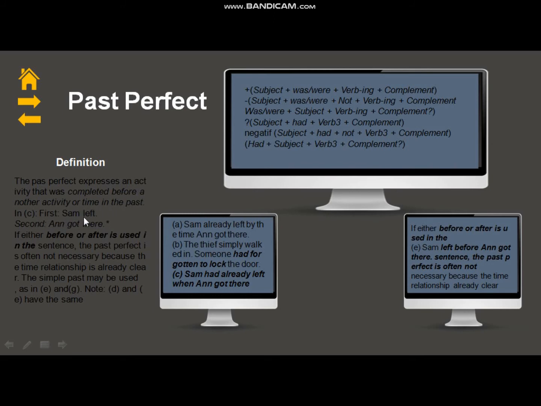This is the formula: subject, was or were, verb, complement. Was is for the singular subject and were for more than one subject. This is the example. Sam already left by the time Anne got there. The thief simply walked in. Someone had forgotten to lock the door. Sam had already left when Anne got there.